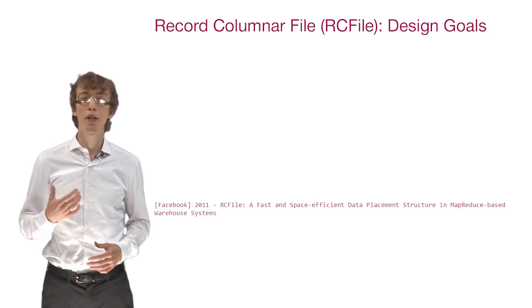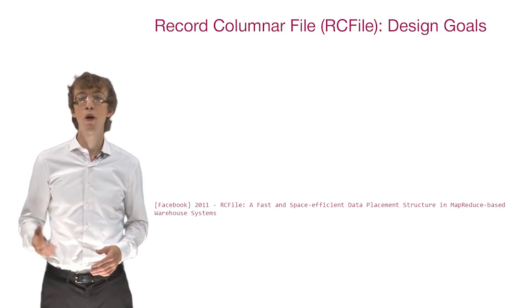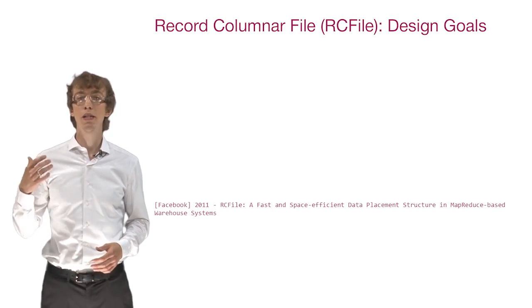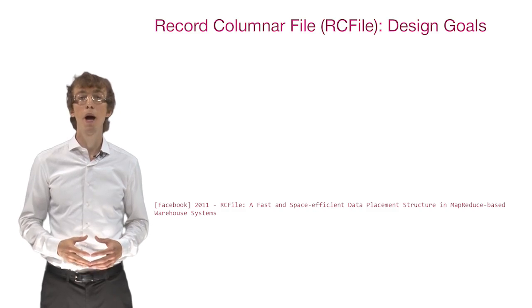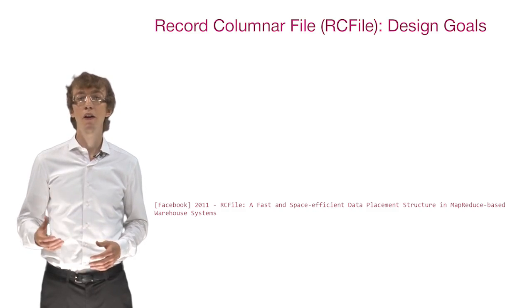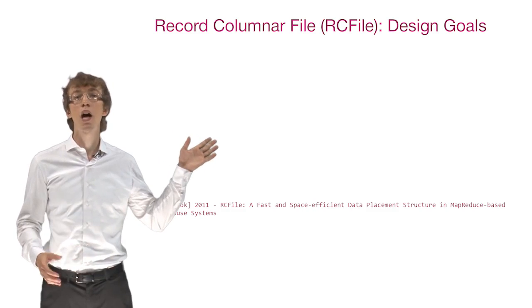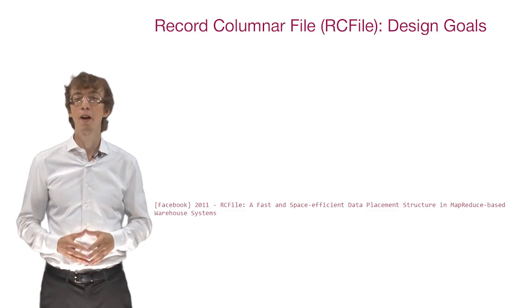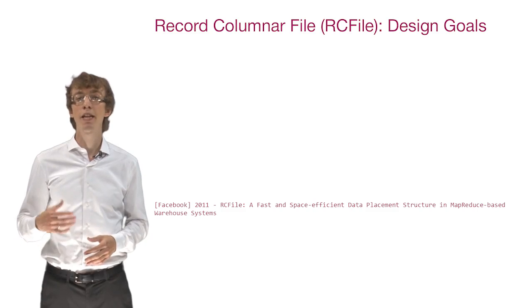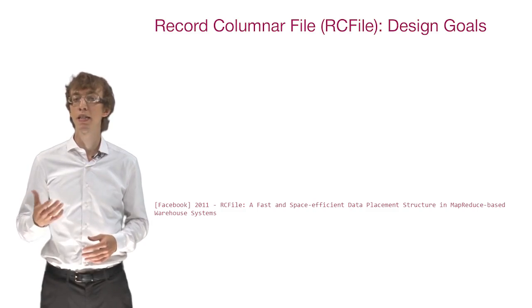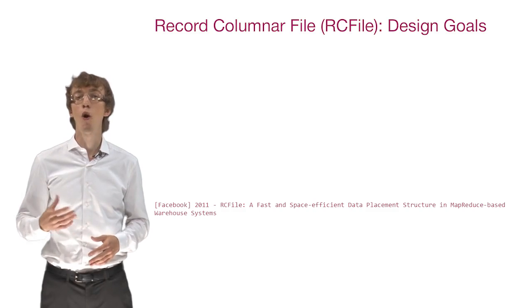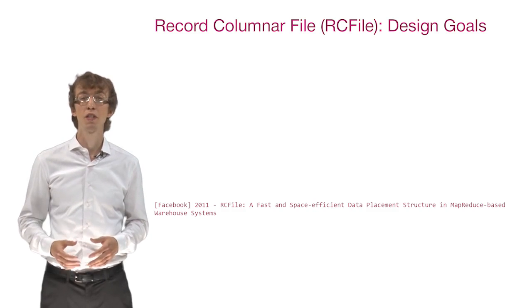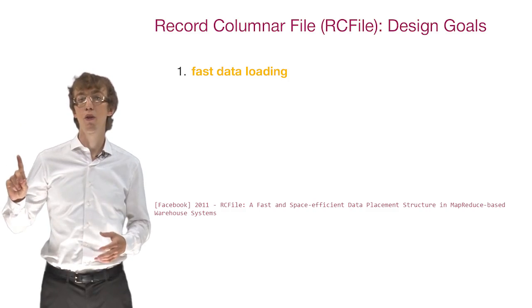To the best of my knowledge, Facebook was one of the first companies who experimented with row-column oriented files. They published an article about record-columnar file formats in 2011 named RCFile, a fast and space-efficient data placement structure in MapReduce-based warehouse systems. Later on, it went public as an open-source project. It was designed for fast data loading.